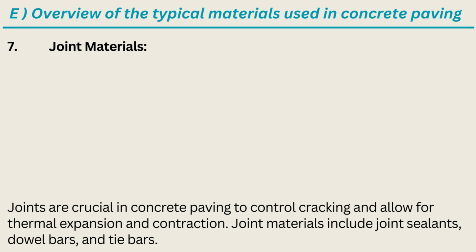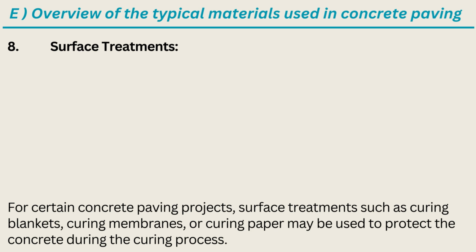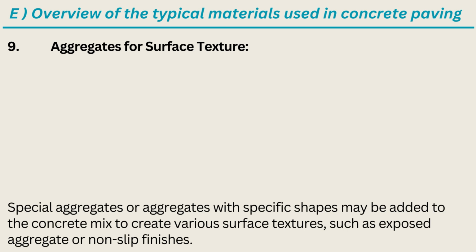7. Joint materials. Joints are crucial in concrete paving to control cracking and allow for thermal expansion and contraction. Joint materials include joint sealants, dowel bars, and tie bars. 8. Surface treatments. For certain concrete paving projects, surface treatments such as curing blankets, curing membranes, or curing paper may be used to protect the concrete during the curing process. 9. Aggregates for surface texture. Special aggregates or aggregates with specific shapes may be added to the concrete mix to create various surface textures, such as exposed aggregate or non-slip finishes.